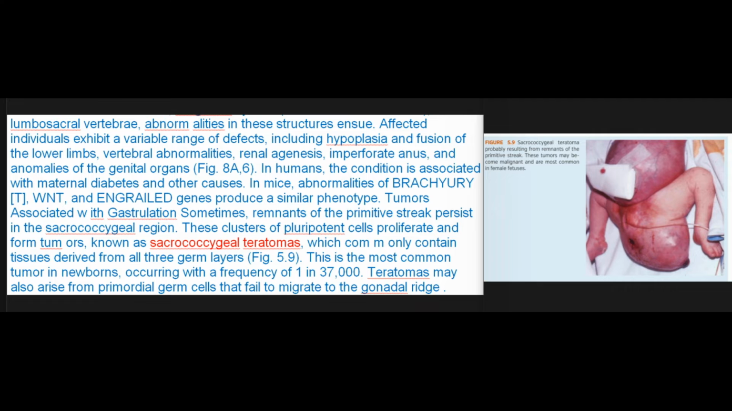In humans, the condition is associated with maternal diabetes and other causes. In mice, abnormalities of brachyury, WNT, and engrailed genes produce a similar phenotype.